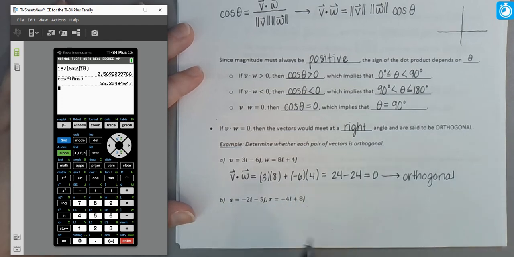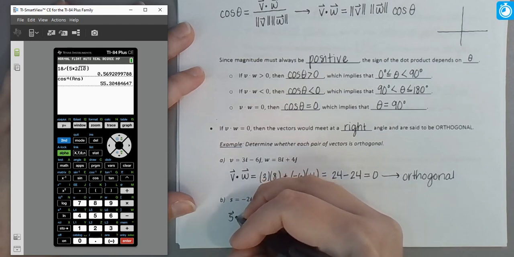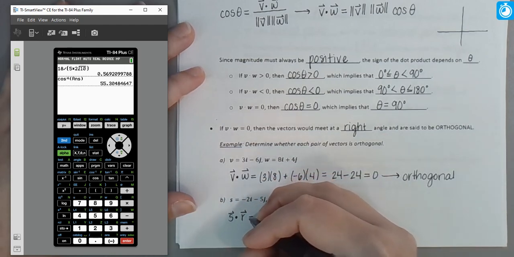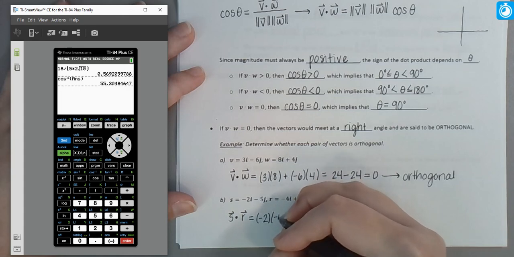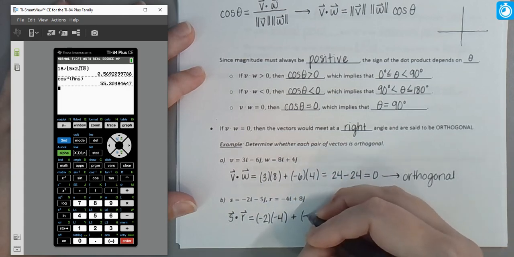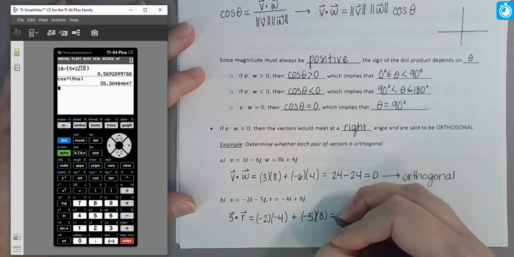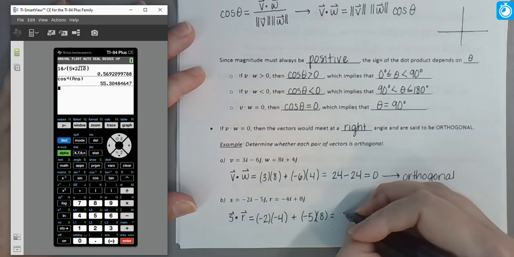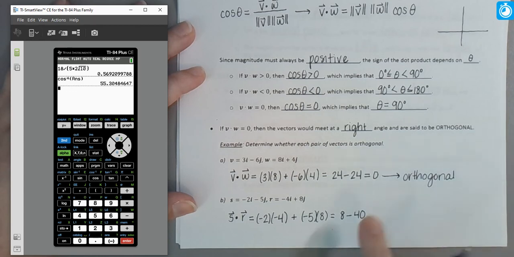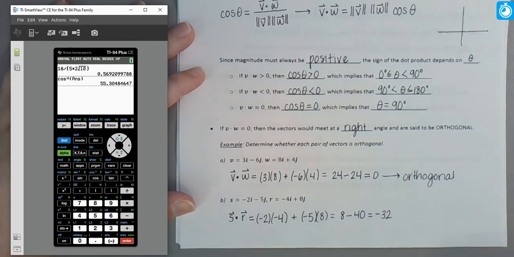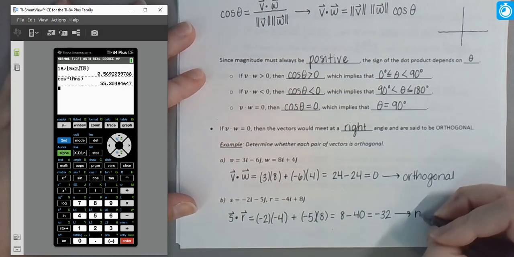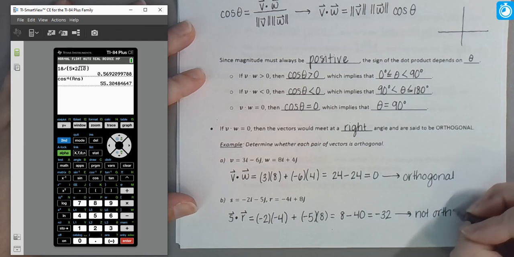Now what about these two? Let's try these two. So what is the dot product of the vectors S and R? So multiply their horizontal components, so -2 times -4. Then add on the product of their vertical components, so -5 times 8. So -2 times -4 is going to give me +8. And then -5 times 8 is going to be -40. All we care about is the fact that this is not 0. So technically this is -32. But all we care about is the dot product 0 or is it not 0? In this case, it's not 0, which implies that these two vectors are not orthogonal.